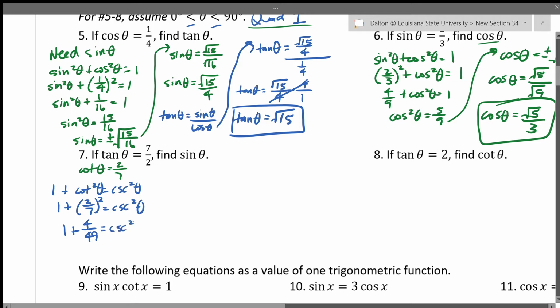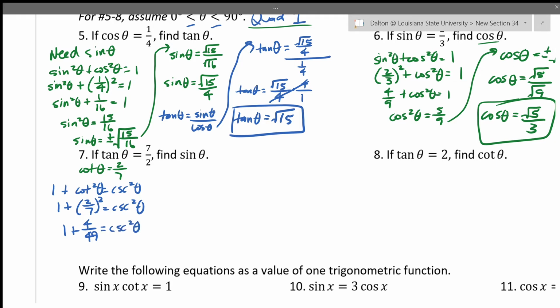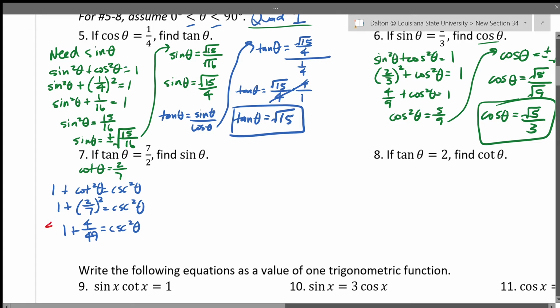equals cosecant squared theta. If I change this 1 to be 49 over 49, and again, you'll have your calculator, so you'll be able to add those fractions, but this saves time sometimes. 49 plus 4 is 53 over 49 equals cosecant squared theta. So I need to solve for cosecant by taking the square root of both sides. So that means cosecant of theta will be plus or minus the square root of 53 over 49.